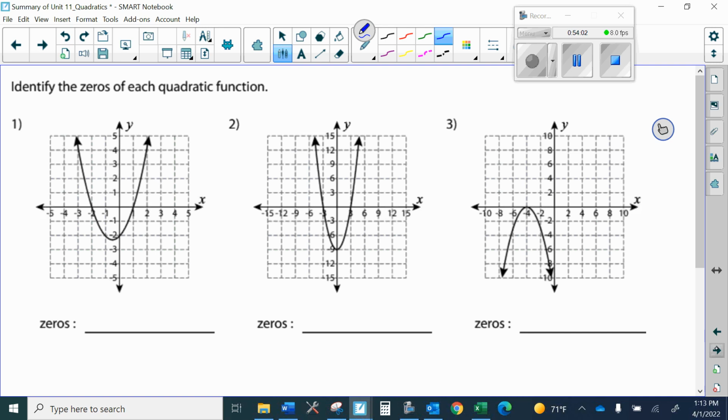Okay, it says identify the zeros. Remember, that means where it crosses the x-axis: negative 2 and 1, real quick. Negative 2 and 1, not a point, so don't put parentheses there. Here, negative 3 and 3. Here, it only hits at negative 4, so I only have 1. Okay, it hits twice is what that means, at negative 1. It's going to open down, so you know it's going to be negative out front.